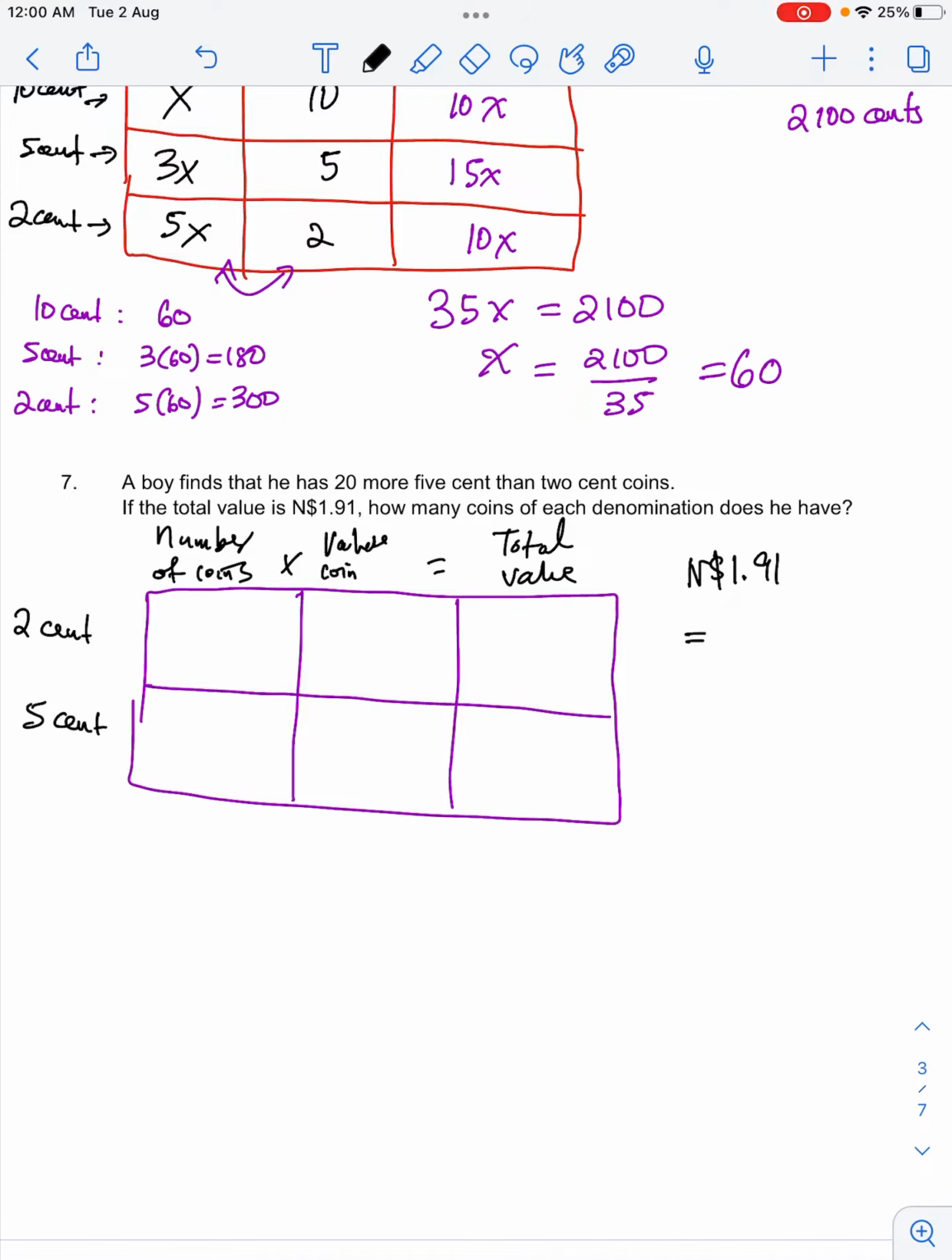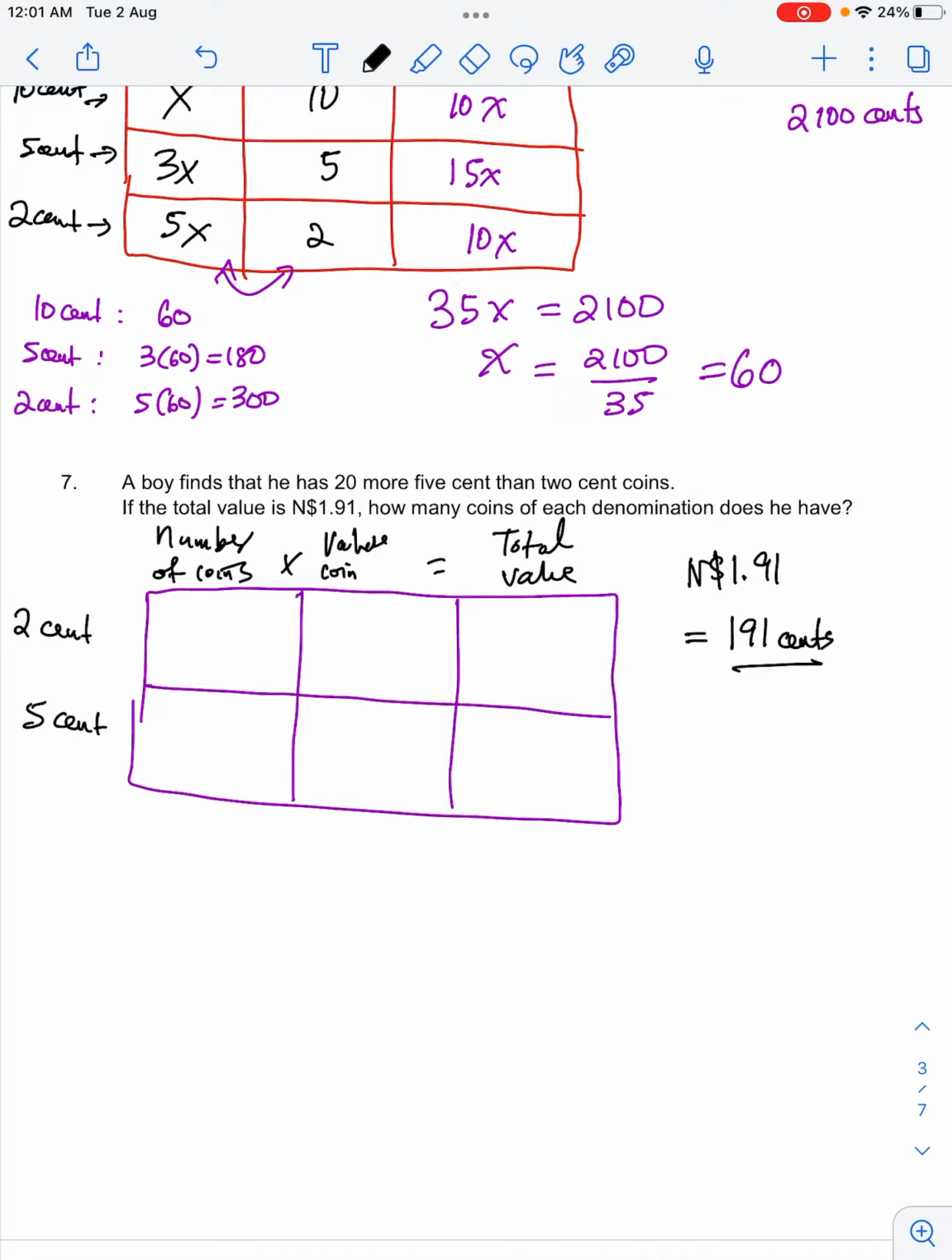And something else, we have $1.91 is equal to 191 cents. That is if you multiply that by 100, because in one Namibian dollar you have 100 cents. So far so good. Okay, so let us now see where everything leaves us.